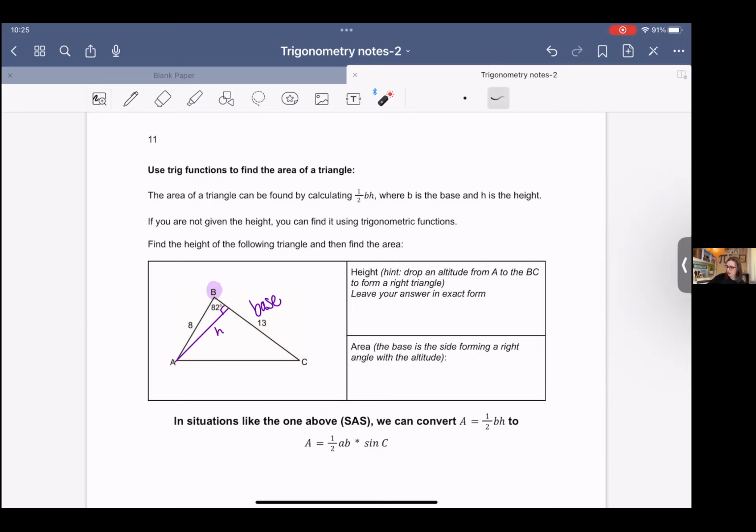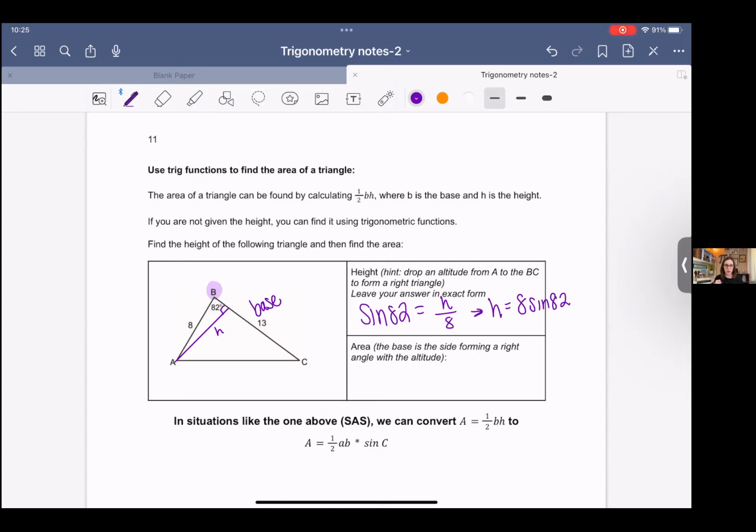So I can find that height using sine 82 equals opposite over hypotenuse, which in this case, the way I labeled it, would be H over 8. Now, if you want to label that with opposite instead, that's totally fine. You can use whatever variable you want. But if I do some simplifying, that's going to become H equals 8 sine 82. I'm going to go ahead and just leave it in exact form because of the next step.